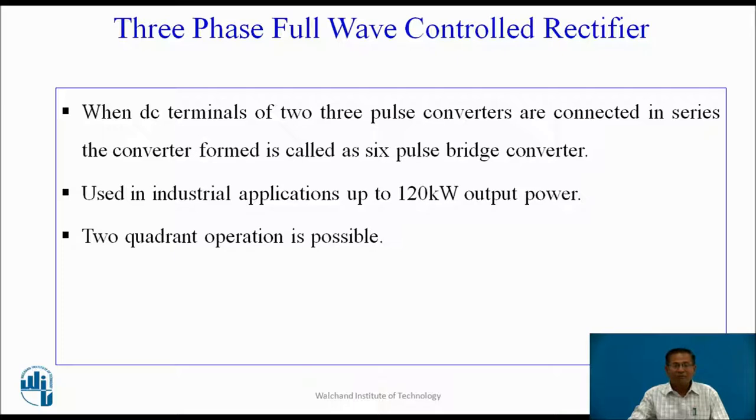When the DC terminals of two three-pulse converters are connected in series, the converter formed is called a six-pulse bridge converter. It is used in industrial applications up to 120 kW output power level. Two quadrant operation is possible.